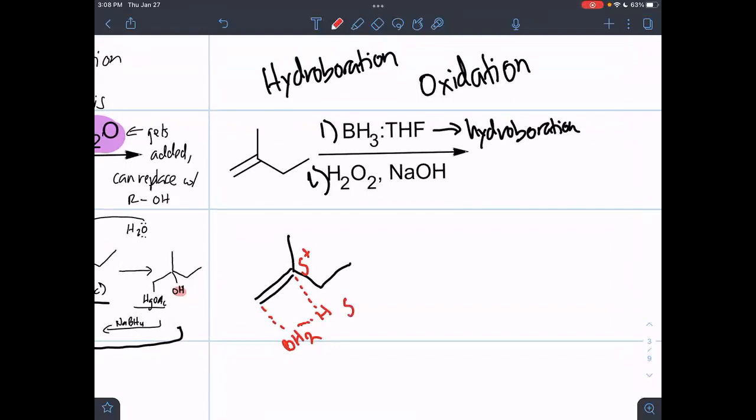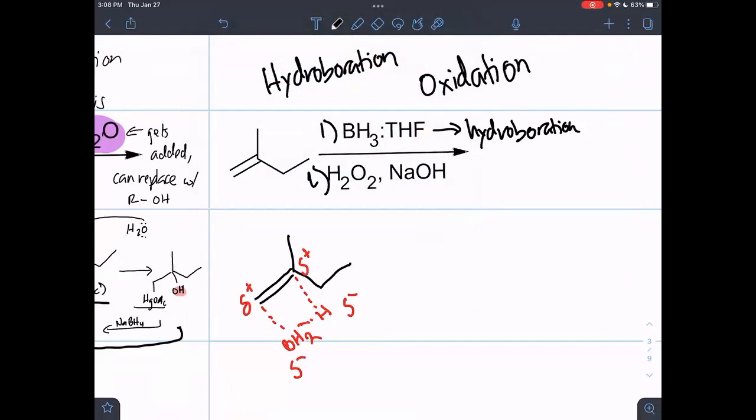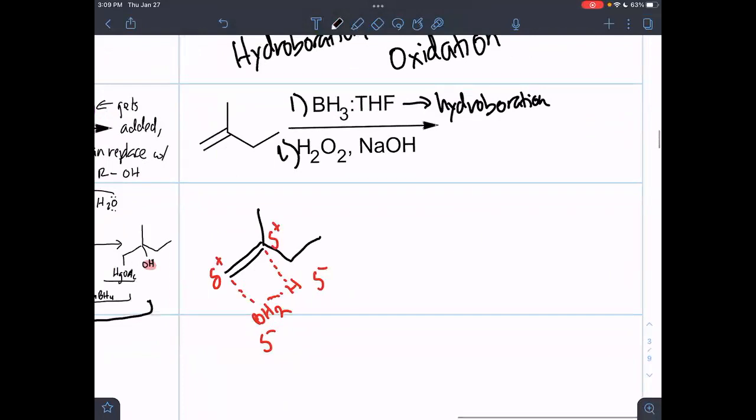And I'm just going to draw in the partial charges for this. I don't think you need to know them, but just to be safe. So we get this after the initial attack from the BH3. I don't know what the THF does. I think it's just sitting there. But anyways, we're going to break this open. We're going to make the partial bonds real solid bonds. So it's going to look like this.